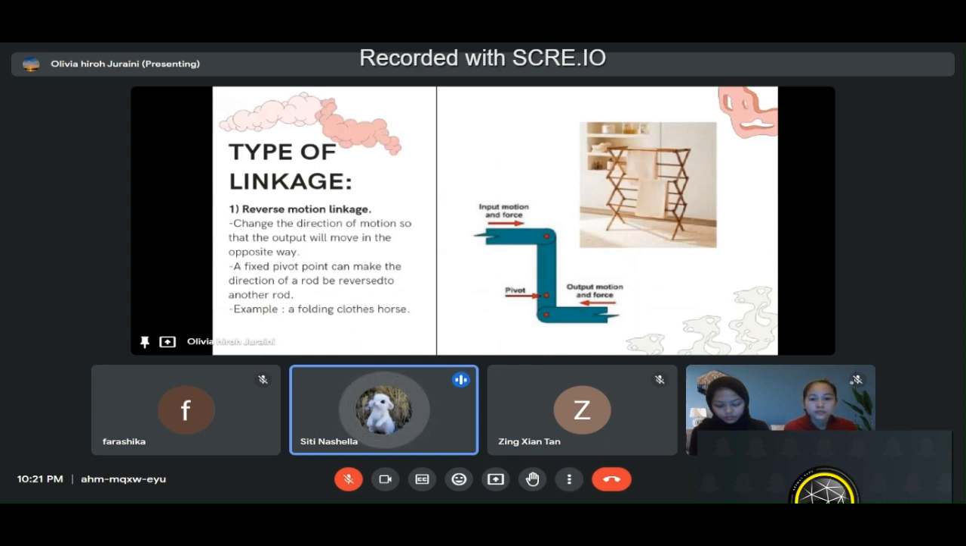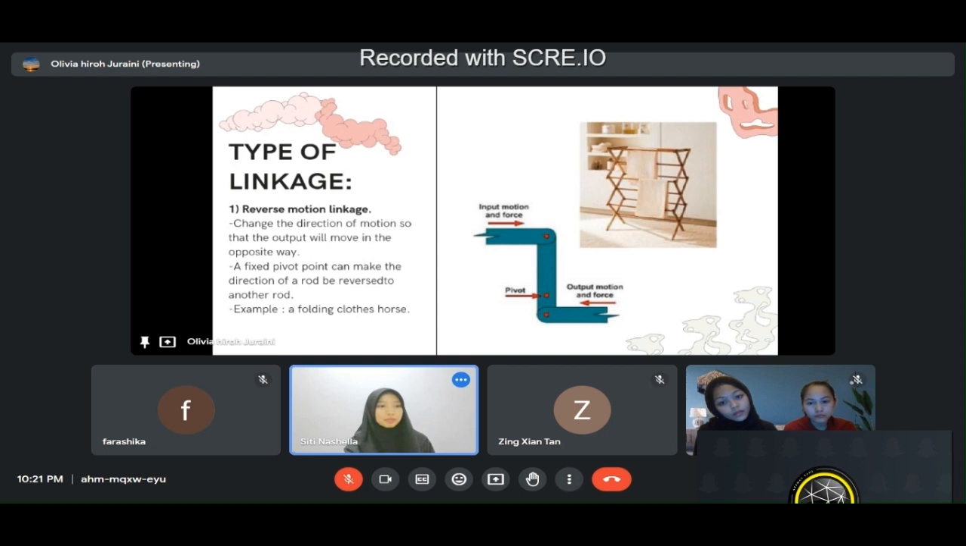Okay, so there are six types of linkage, and the first one is reverse motion linkage. Reverse motion linkage can change the direction of motion so that the output will move in the opposite way. A fixed pivot point means a point, a knot that cannot move and stays in its place, making the direction of a rod be reversed to another rod.